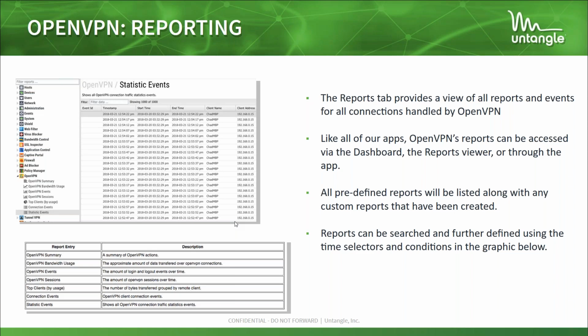Like all of our apps, OpenVPN's reports can be accessed via the dashboard, the reports viewer, or through the app itself. So you can add a report to your dashboard as a widget so that you can view the statistics quickly and easily. All predefined reports will be listed along with any custom reports that you've created. So if you've added additional reports here, just like with every other application, they're available for you to do what you want with them.